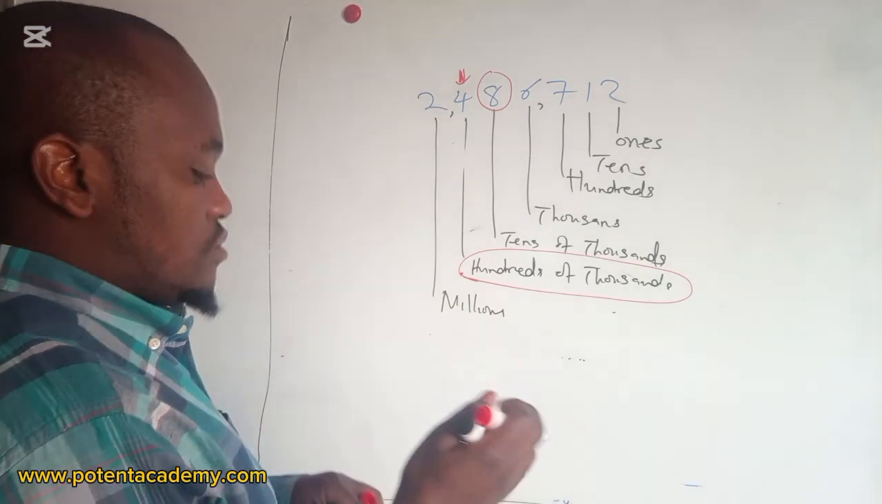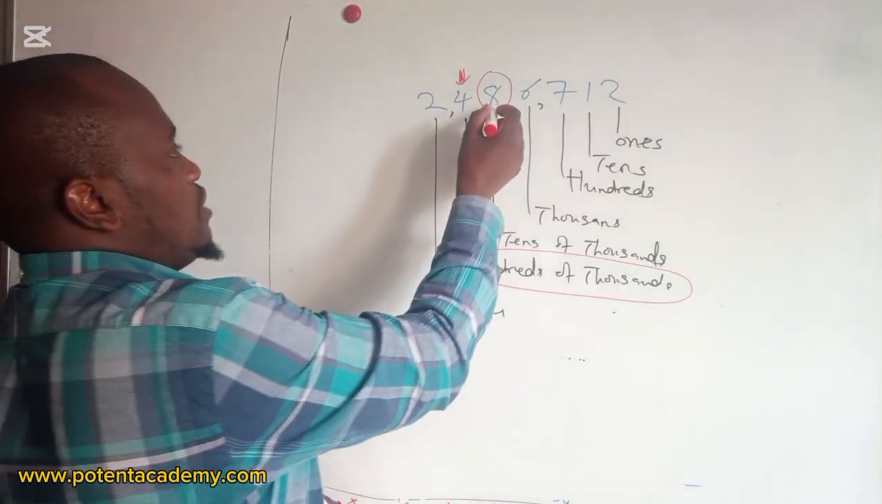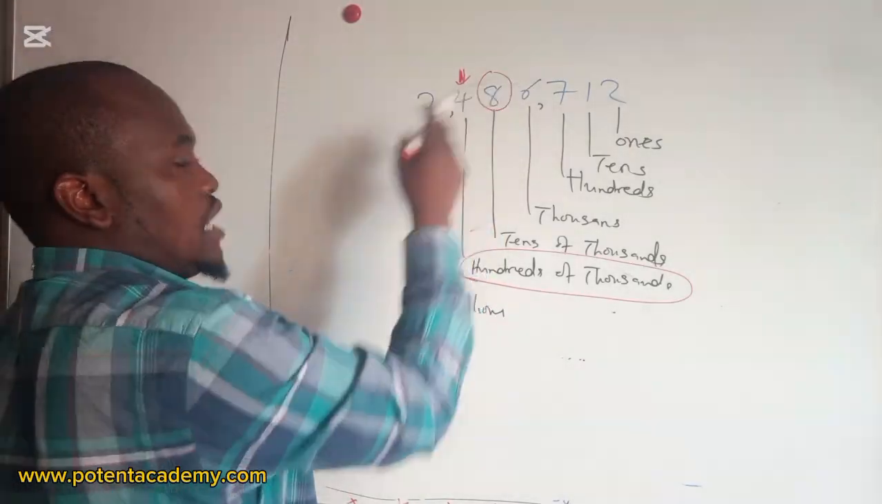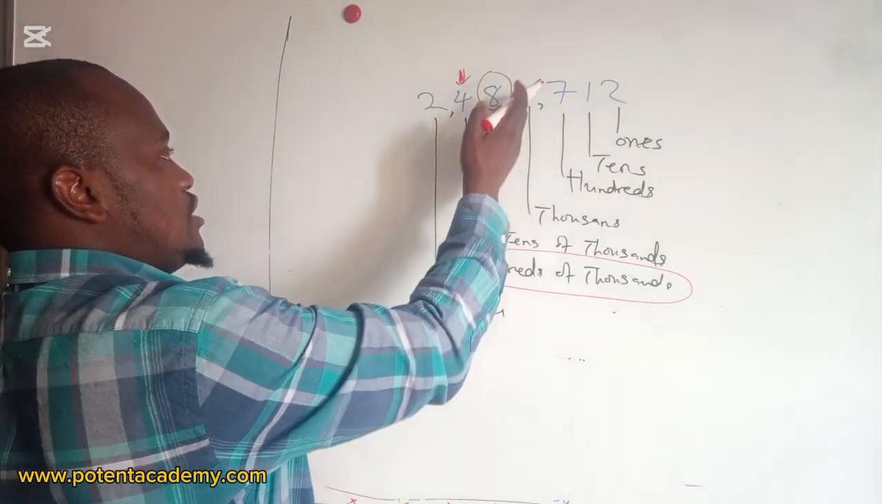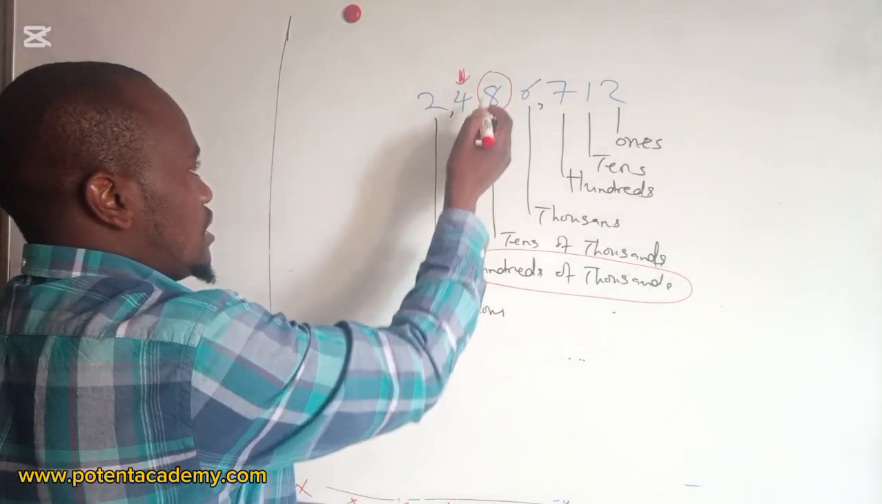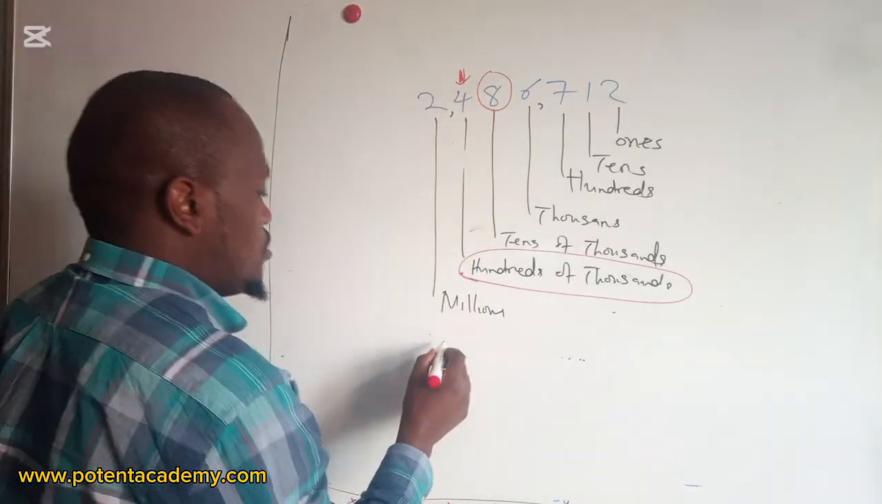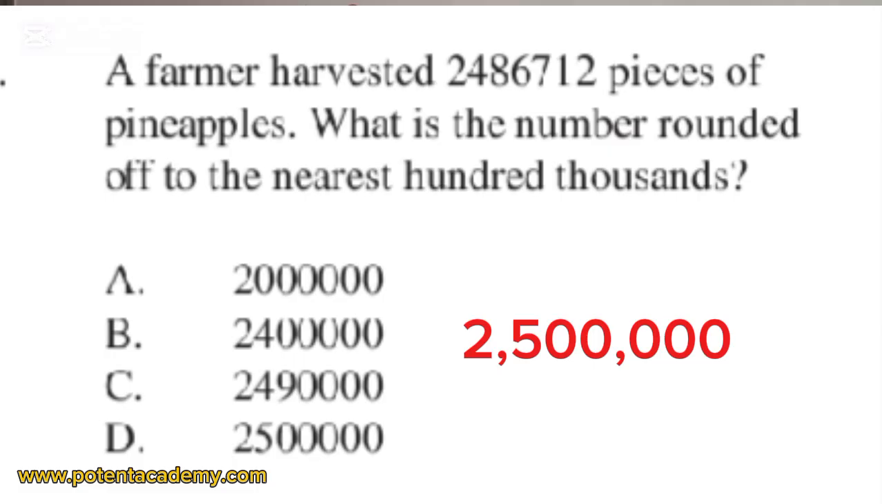So therefore, this one is above 5, at least 5, which is above 4. You round off to the next number. So you add 1 here. So your answer is 2,500,000. So pretty easy.